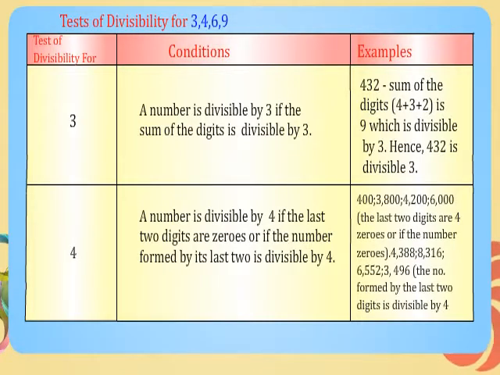For number 4, the condition is a number is divisible by 4 if the last two digits are zeros or if the number formed by its last two digits is divisible by 4. For example, 400, 3800, 4200, 6000, the last two digits are zeros. 4388, 8316, 6552 and 3496: the number formed by the last two digits is divisible by 4.